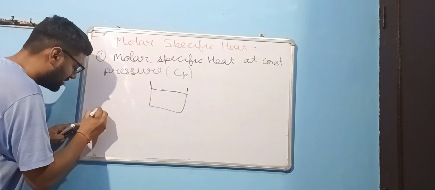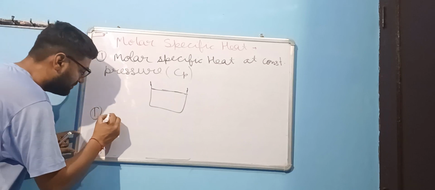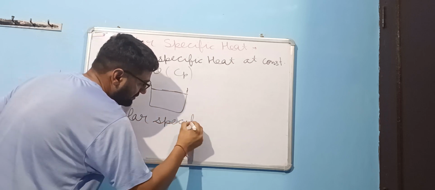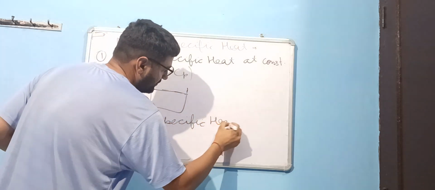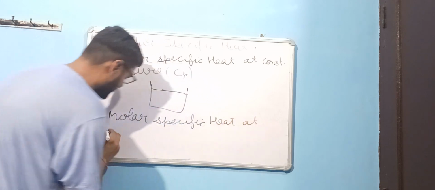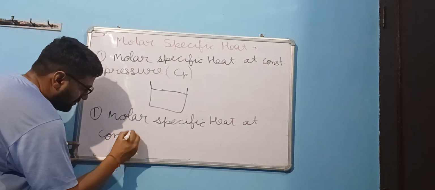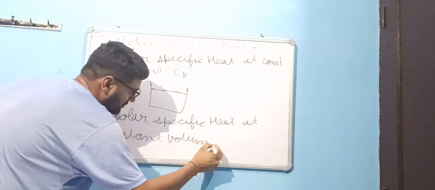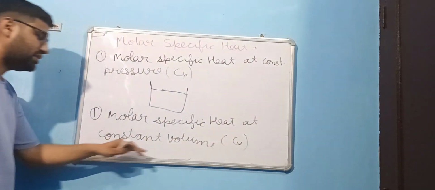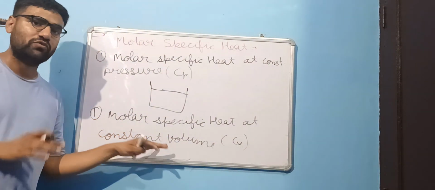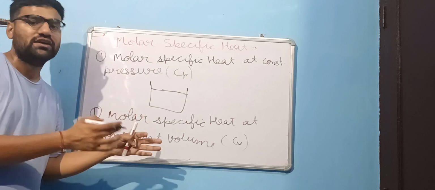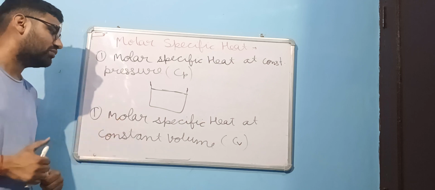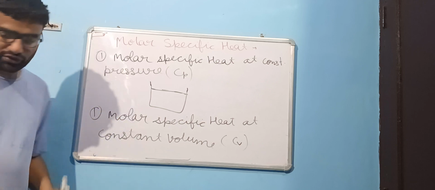And if we are keeping volume constant, then that will be called molar specific heat at constant volume. It is written as Cv. Here pressure can change. We are just keeping the volume of the gas constant, and then we are providing heat to it, or trying to derive heat from it. That will be called molar specific heat at constant volume.